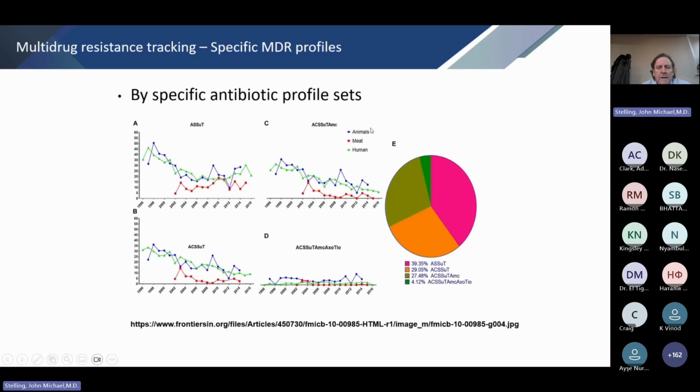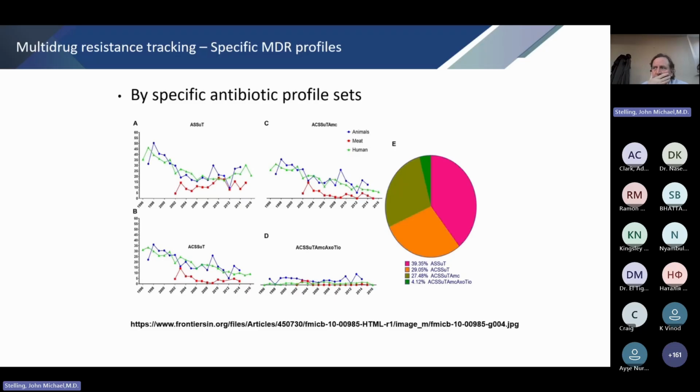These are data from salmonella. Top left, you see that these bacteria are resistant to ASSUT. That's ampicillin, streptomycin, sulfa, and I think that's trimethoprim, not tetra. I think so. That's resistant to those 4 agents. Lower right, ampicillin, the C is chloramphenicol, streptomycin, sulfamethoxazole, trimethoprim, amoxicillin, clavulanic acid, ceftriaxone, and ceftiofur. So this is precisely which agents. So that obviously has implications for genomes, which genes are there, just for outbreak detection.